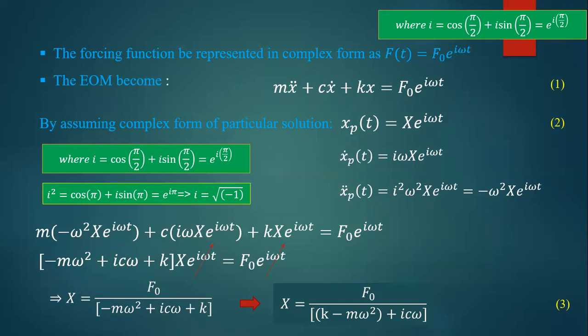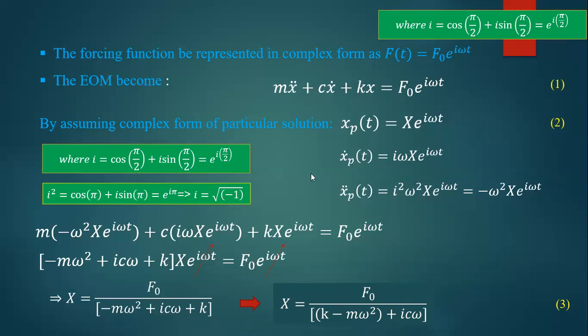By rearranging these terms, real and imaginary, because when we are talking about a complex number, we have a real axis and an imaginary axis, then taking the real part and the imaginary part, we have X equal to f naught, the maximum amplitude of the forcing function, over k minus m omega square plus i c omega. This is the steady state amplitude of vibration.